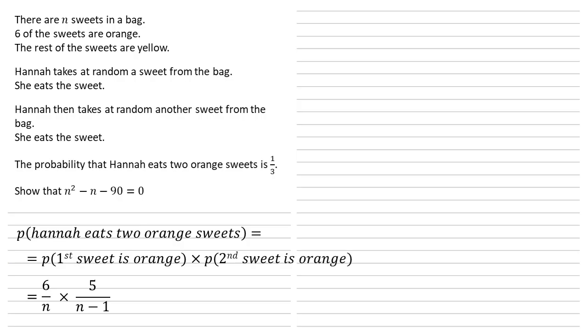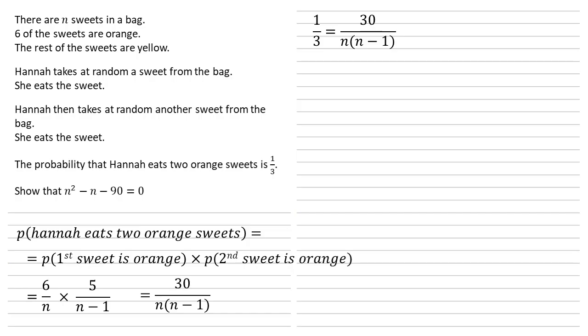As I say, we're multiplying them together. So multiplying our fractions, times in the tops, times in the bottoms, we get that the probability that Hannah eats 2 orange sweets is 30 over n times n minus 1. We're told in the question that this probability is a third. So we can set a third equal to our 30 over n times n minus 1. And now we just need to simplify this equation.